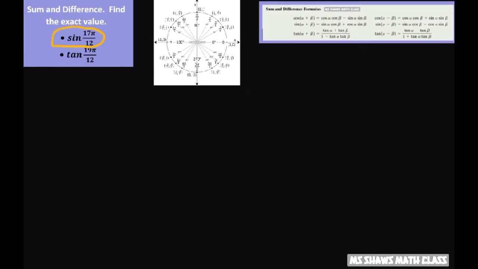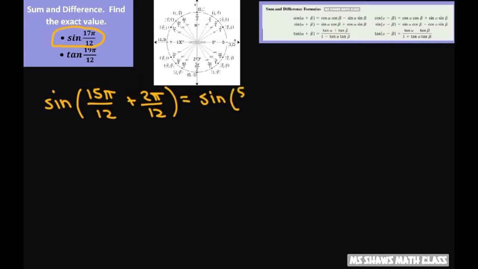You can split it up in different ways. I'm going to go ahead and split it up this way to something that's on the unit circle. So I'm going to do 15 pi divided by 12 plus 2 pi divided by 12. If you reduce this, this gives you sine of 5 pi divided by 4 plus pi divided by 6.